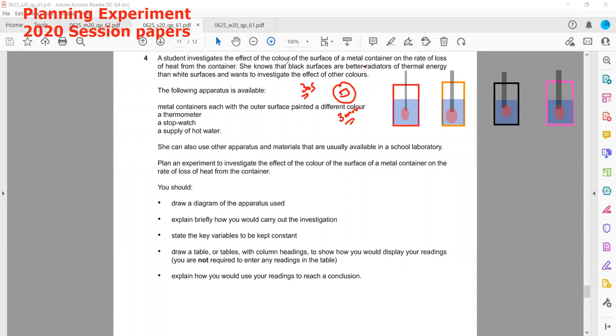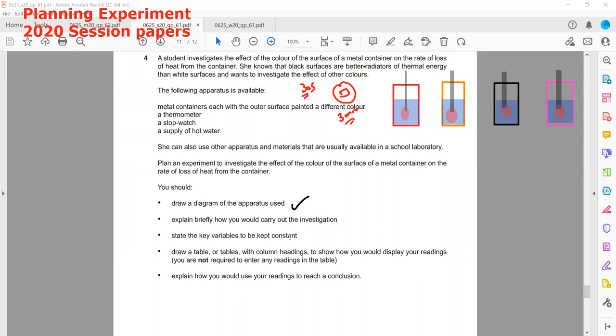Now we'll answer. Draw a diagram of the apparatus used. I already did, but whenever you draw a diagram, it should be labeled. I did not label any of them. You will mention thermometer, container, hot water. Then explain how you will carry out the investigation, how you will identify which one is losing thermal energy faster than the other.